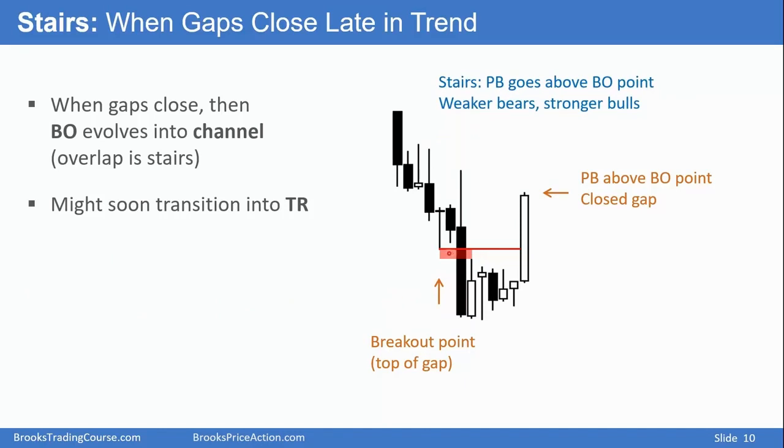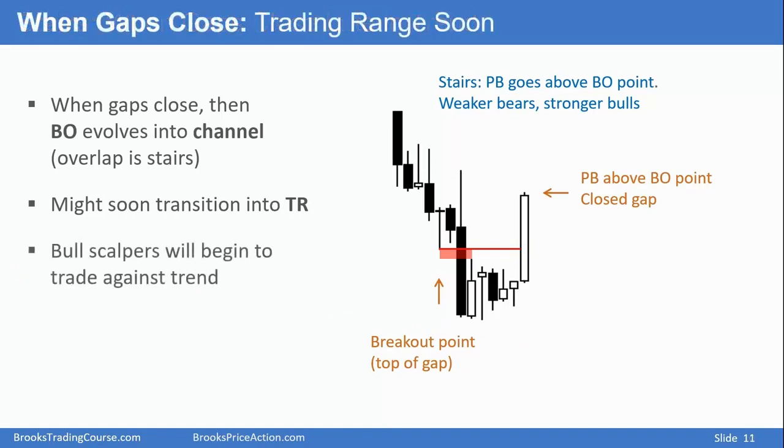The key point on this slide is we have a closed gap, and therefore, if the bear trend continues, we're in a stairs pattern where gaps close. If gaps are closing, bulls know if they buy at a new low or lower, the market will rally back above the breakout point and they can make money.